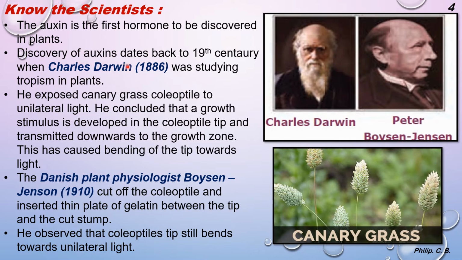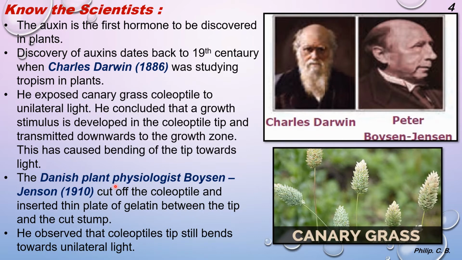The discovery of auxins dates back to the 19th century when Charles Darwin in 1886 was studying tropism in plants. When we say tropism, if I give a few examples, phototropism, geotropism, hydrotropism, right? He exposed canary grass coleoptile to unilateral light. He concluded that a growth stimulus is developed in the coleoptile tip and transmitted downwards to the growth zone. This has caused bending of the tip towards the light, that is phototropism.